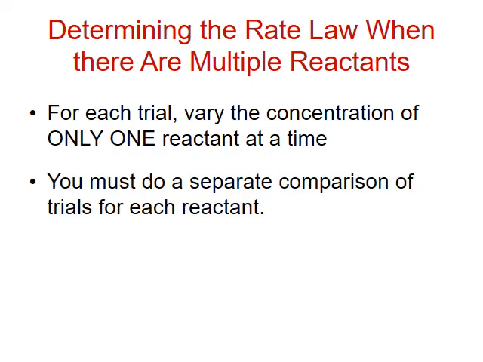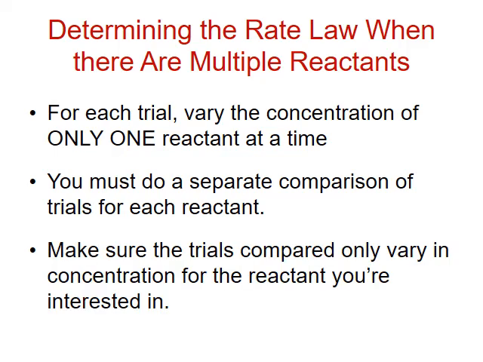And then you do a separate comparison of trials for each reactant. So you'll compare, say, trial one and two to determine the order for your first reactant. And then maybe trial two and trial three to compare the order for your second reactant. You have to make sure when you pick your trials, though, that you pick those that only vary in concentration for the reactant you are interested in. So one reactant at a time.